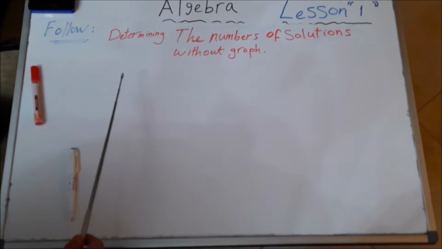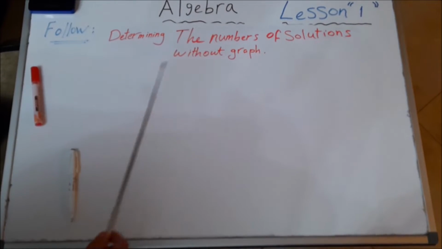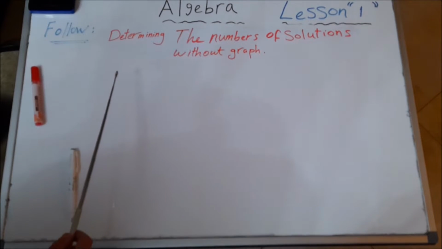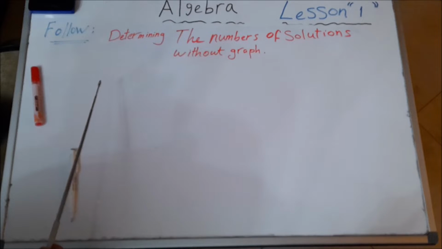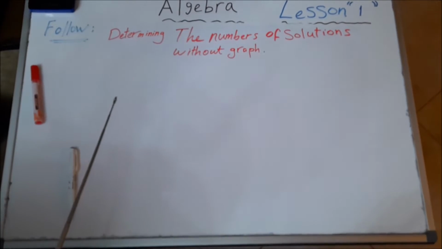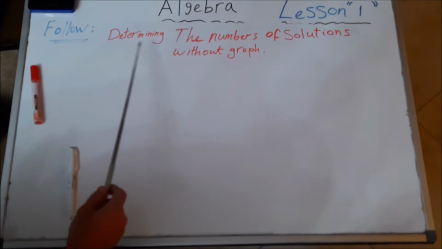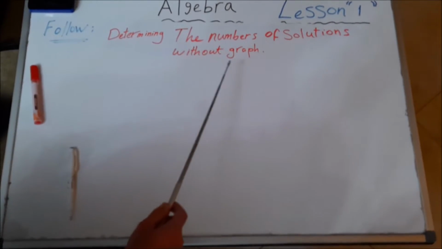استكمالا طبعا للألجبرا ليسون 1 اللي هو كان بيتكلم على solving two equations of first degree in two variables graphically and algebraically. هنتكلم النهارده على determining the number of solutions without graph.